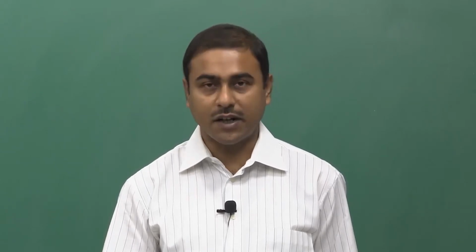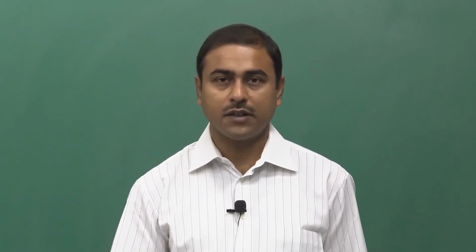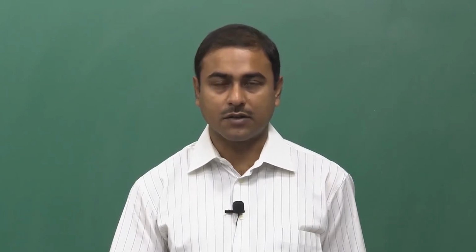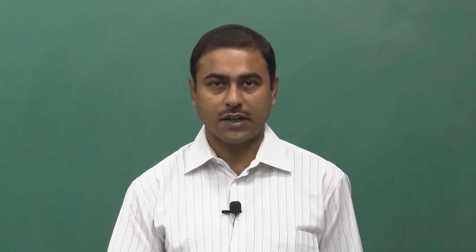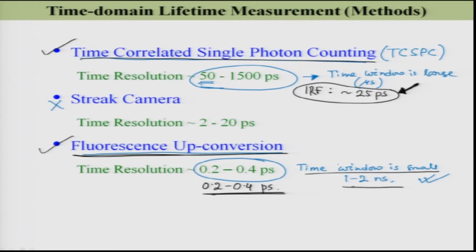So, you need a setup with better time resolution, that means the IRF must be about 0.1 or 0.2 picosecond, then you will be able to find out those types of dynamics. For that, fluorescence upconversion is the technique where the time resolution is about 0.2 to 0.4 picosecond, as is written over here. The disadvantage here is that the time window is small, it could be 1 to 2 nanosecond, but in TCSPC the time window is really large, it can go to the microsecond or millisecond time region.